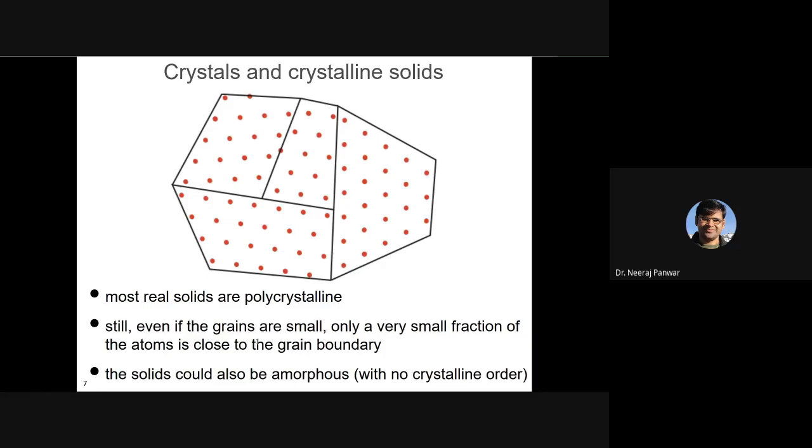As I told you, the third type of solids are amorphous in nature, in which this periodic arrangement breaks up within only a very short distance. This periodic arrangement breaks. So amorphous solids do not possess crystalline order up to large distances.